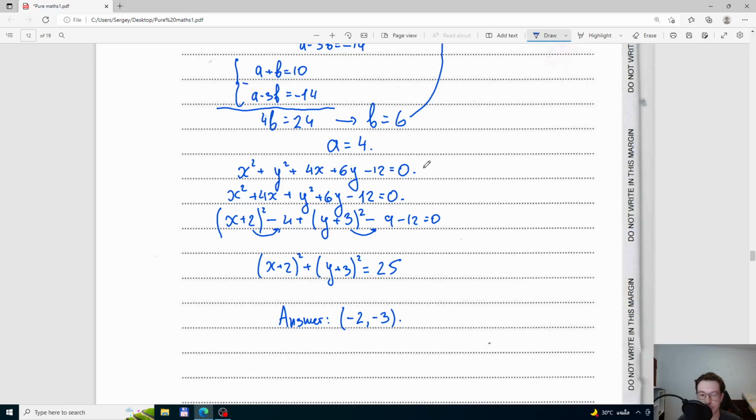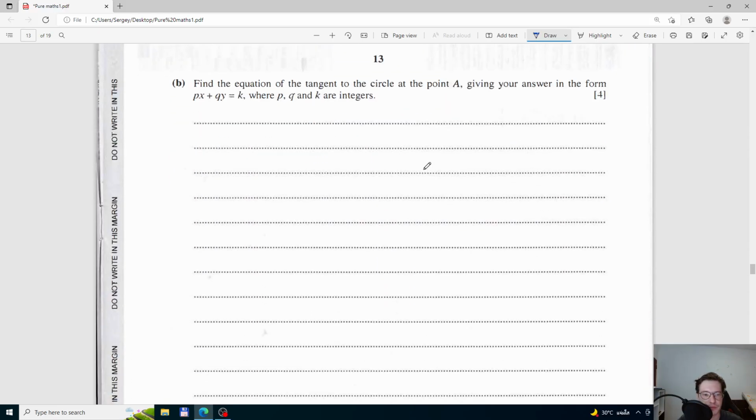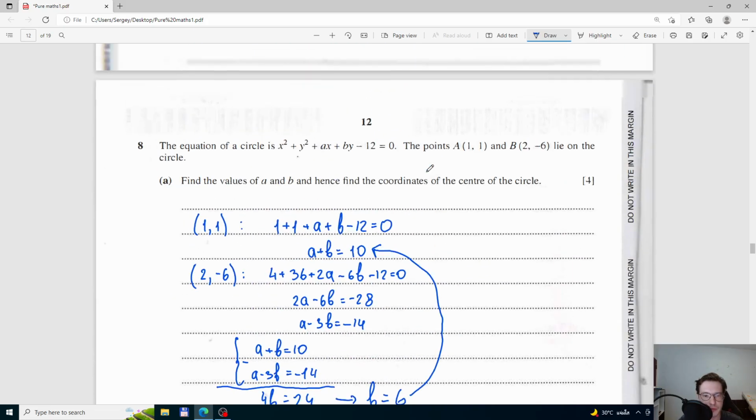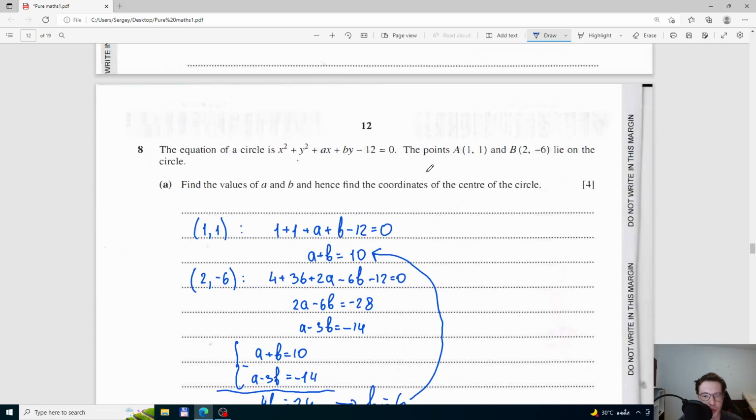Okay, next question. Equation of the tangent to the circle at point A. Where is the point A? Point A is 1, 1. Okay.